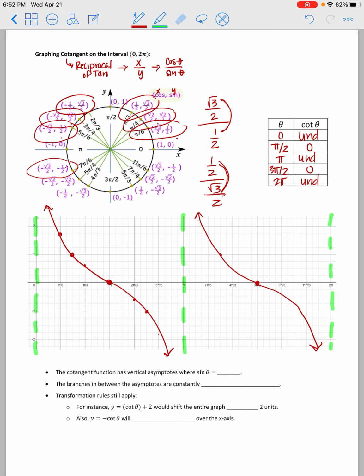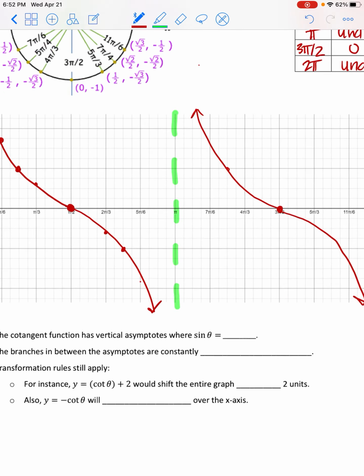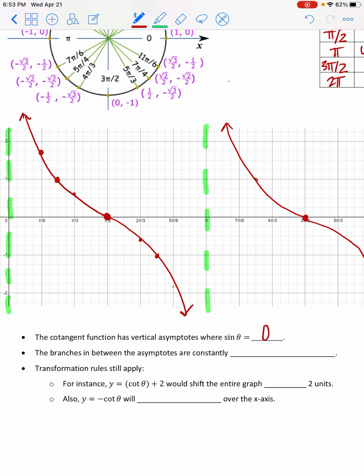This time, the asymptotes are occurring where sine is equal to 0, because this time it's the sine that's in the bottom of the fraction. So where sine is equal to 0 is where we have our asymptotes. And again, we have branches in between, but notice what's happening. In tangent, our branches were increasing. In cotangent, our branches are constantly decreasing. And that's how I distinguish between the two for myself, okay?